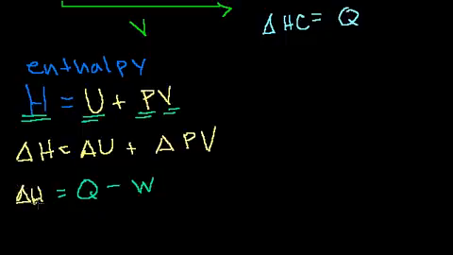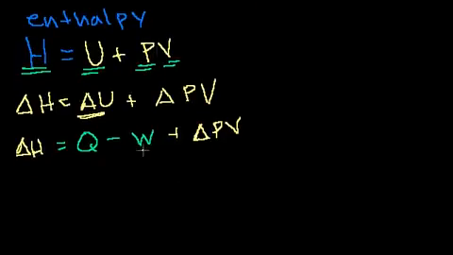The change in enthalpy is equal to the heat applied minus the work done. That's just the change in internal energy. And plus delta PV. This is just from the definition of my enthalpy. Now this is starting to look interesting. What's the work done by a system? So I could write change in H, or enthalpy, is equal to the heat applied to the system minus the work done by the system.